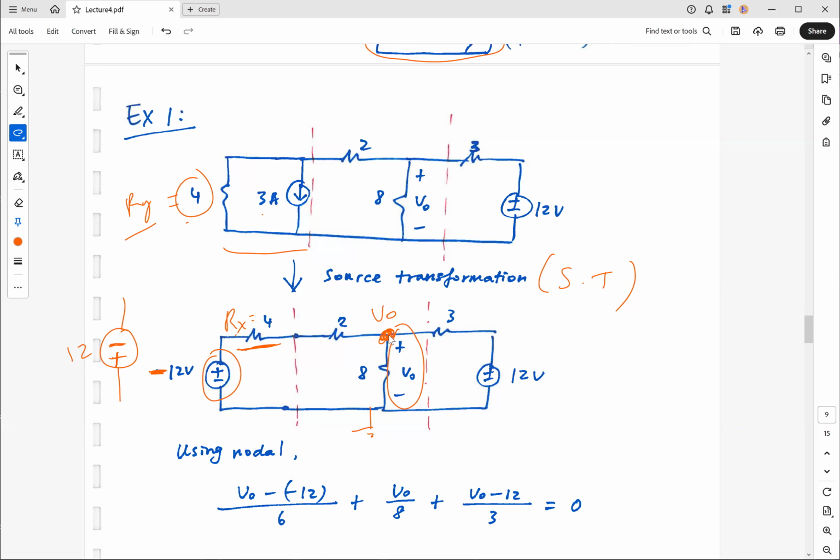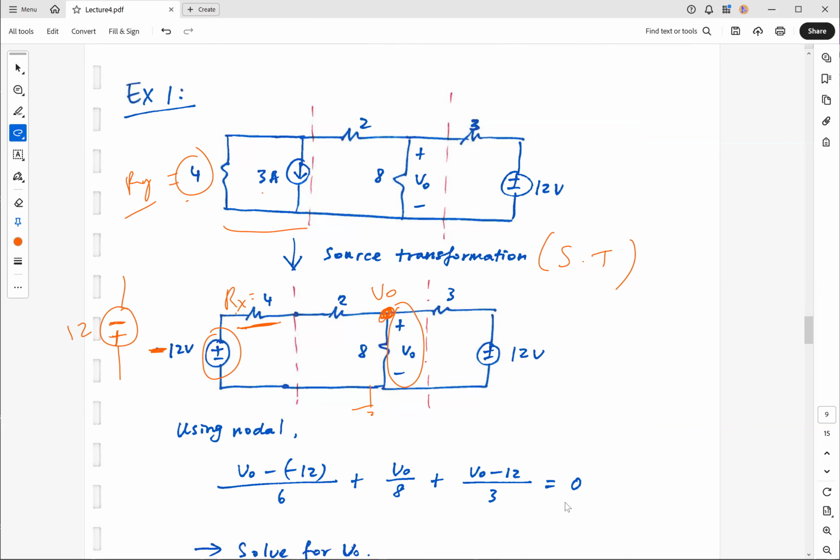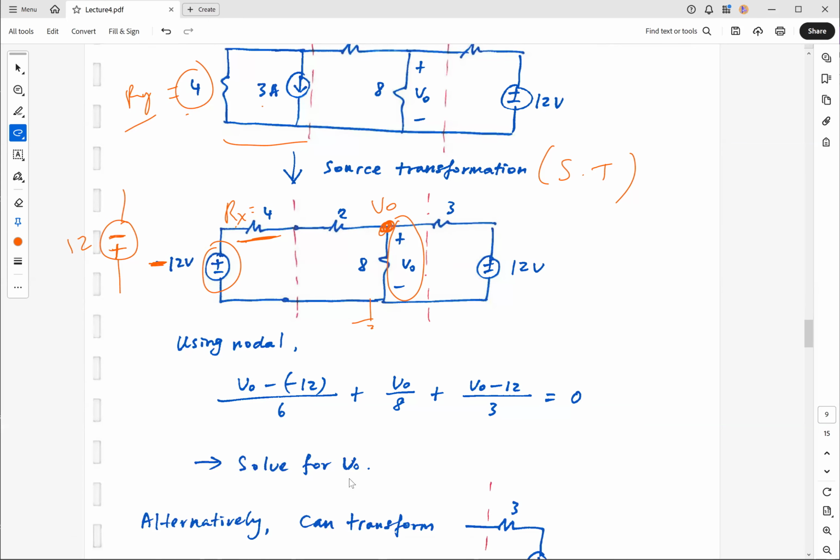And I also have this branch, which is V0 minus 0 divided by 8, so simply just V0 over 8, and then V0 minus 12 divided by 3. So that's this branch over here. So 3 branches, 3 terms, and of course the algebraic sum will be equal to 0. So set to 0, and then you just solve for V0, that's all.